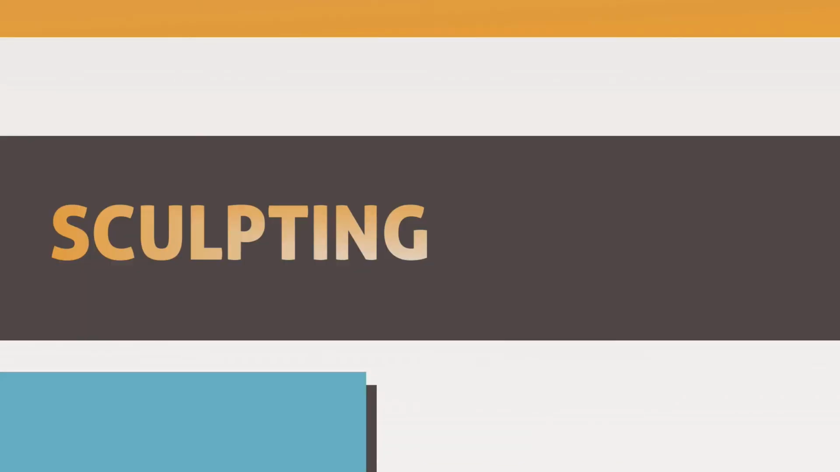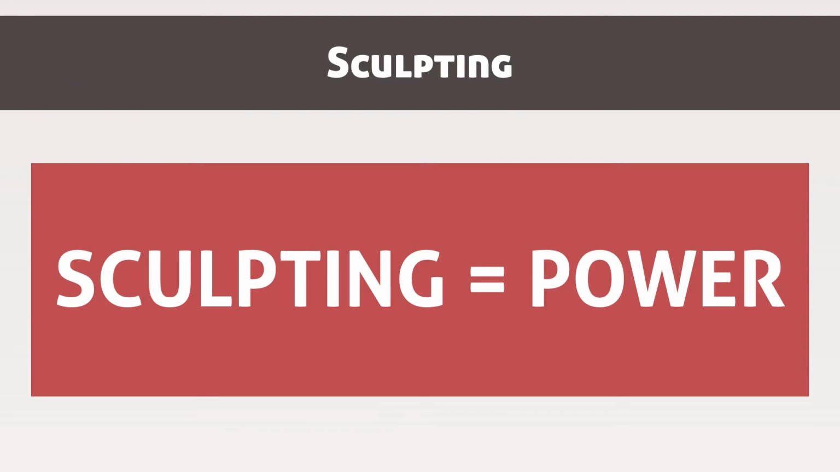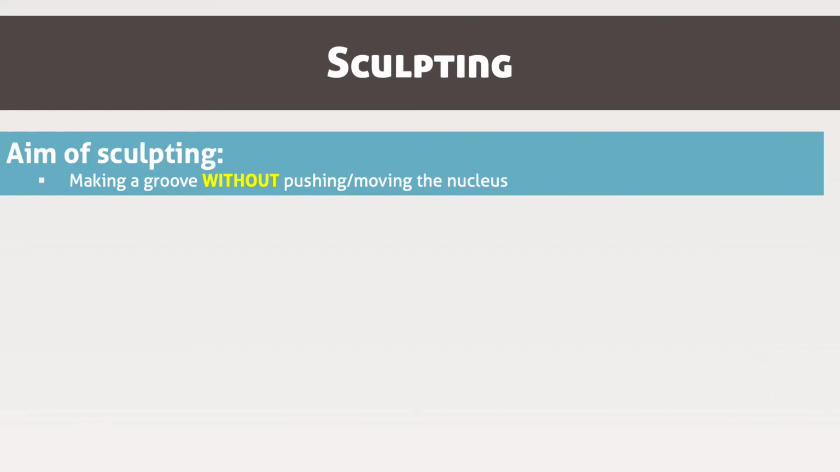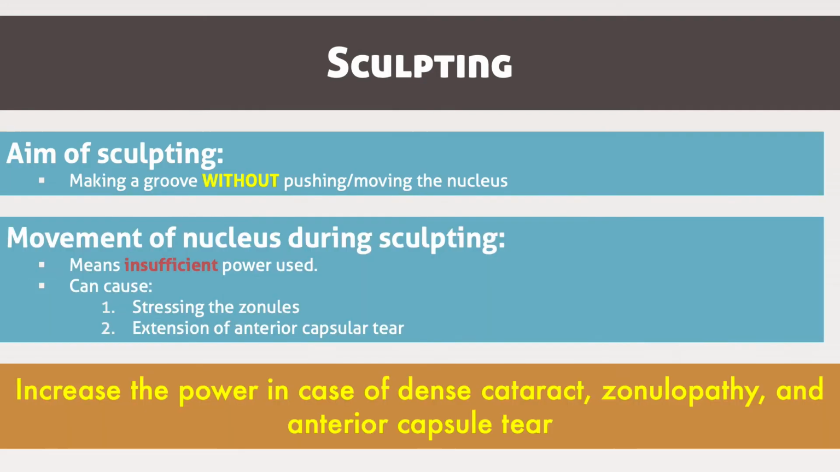Second step is sculpting. So sculpting equals power. In this step, we need enough power to make a groove. The main aim of sculpting is to make a groove without pushing or moving the nucleus.